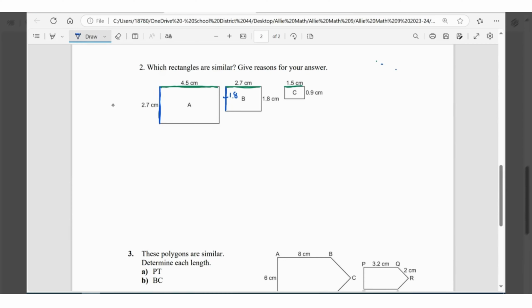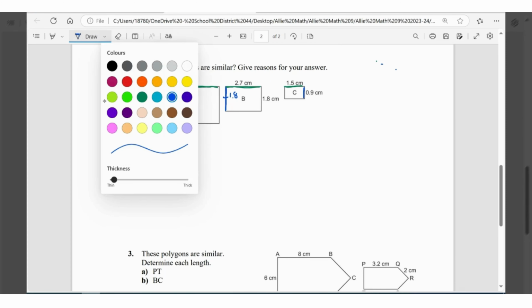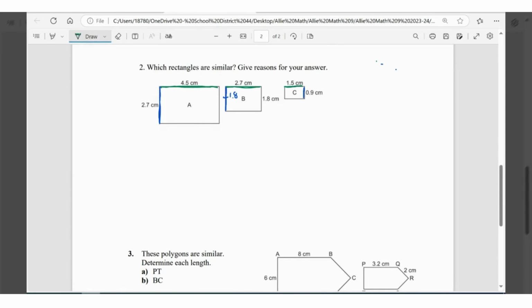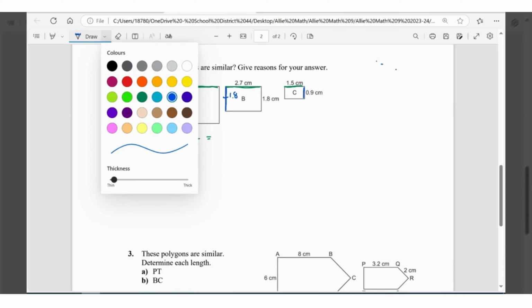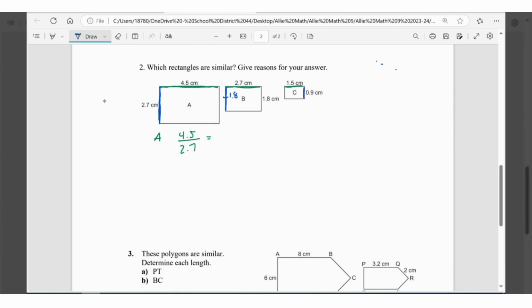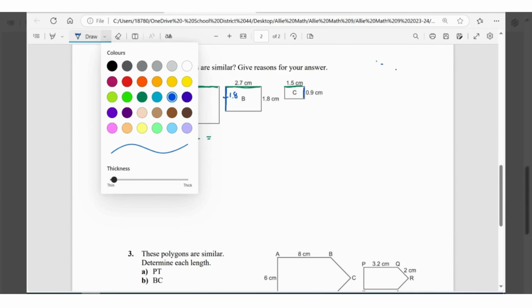Let's get this color right here. So let's check. Let's do A. 4.5 over 2.7 should be equal to 2.7. So this side right here from A. So I'm going to label that I have the B down here. I'll use different colors. Here we go.